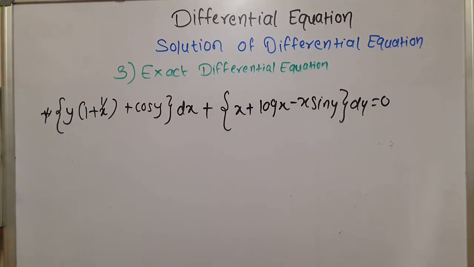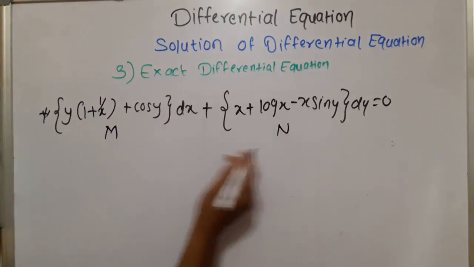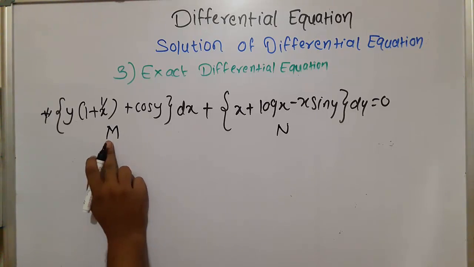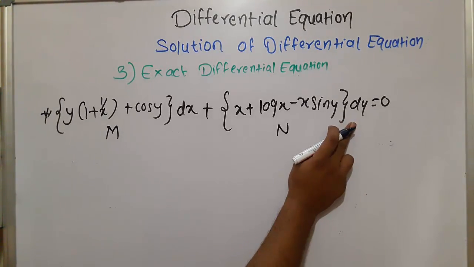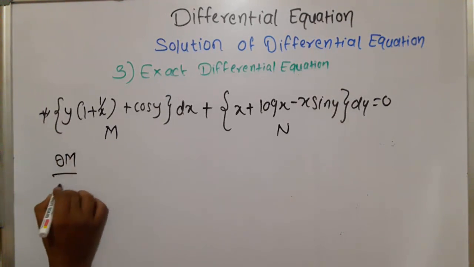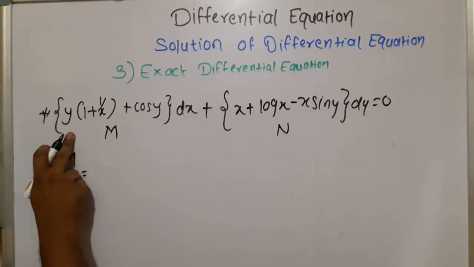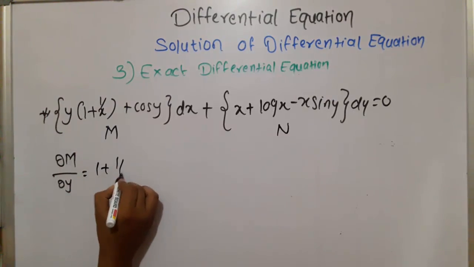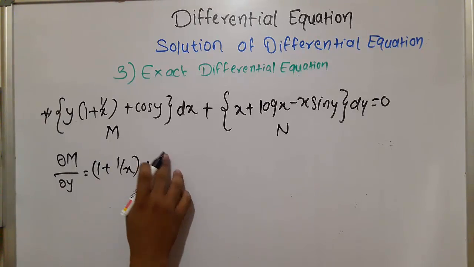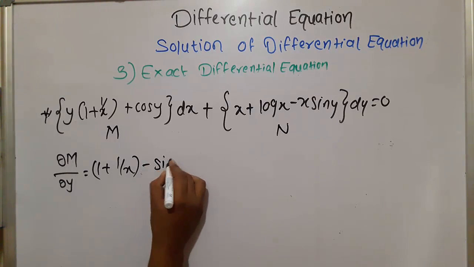Our first aim is to find whether this equation is exact or not. So this is the M term and this is the N term. The term having dx is called the M term and the term having dy is called the N term. First, we differentiate M with respect to y. It is a partial differentiation. Its derivative becomes 1 plus 1 by x plus the derivative of cos y, which is minus sin y.